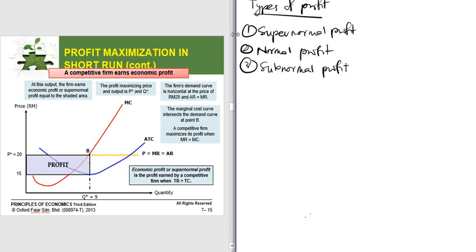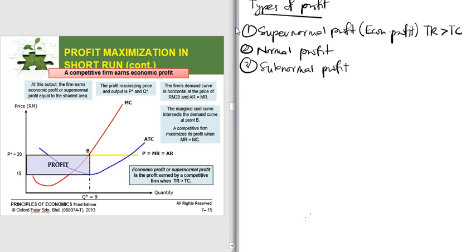Okay, so what do we mean by supernormal profit? It is basically when you earn economic profit, and you earn supernormal profit or economic profit when your total revenue is bigger than your total cost. When your revenue is higher than your total cost, you basically earn profit.